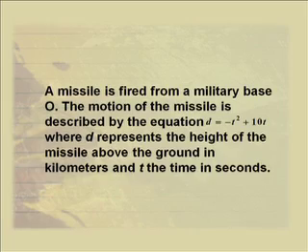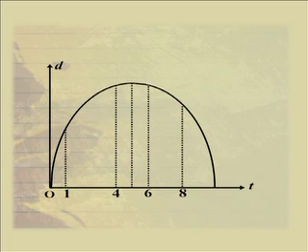I've got an interesting scenario for you. A missile is fired from a military base O. The motion of the missile is described by the equation d = -t² + 10t, where d represents the height of the missile above the ground in kilometers and t the time in seconds. So guys, this was the distance that the missile went. It started from O and went all the way up and then down.